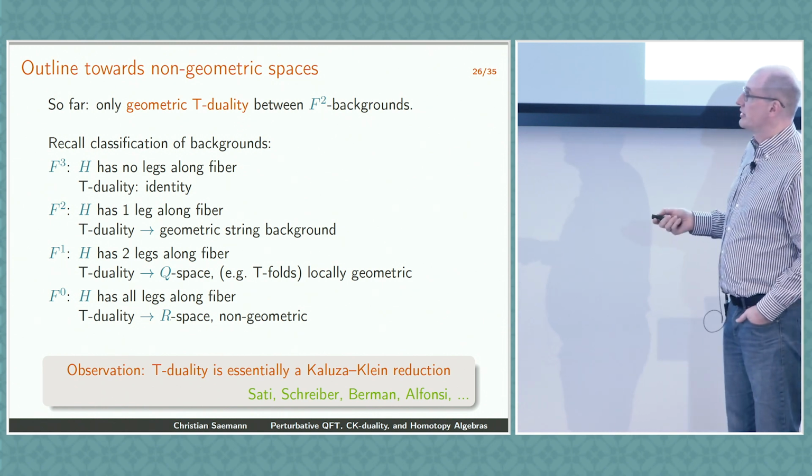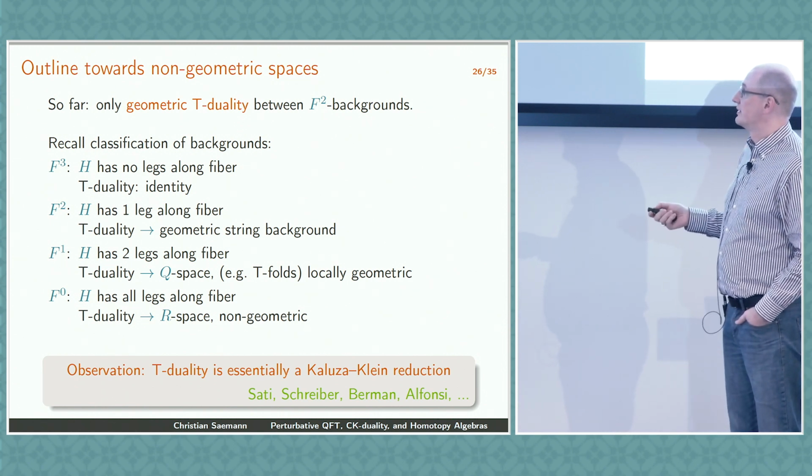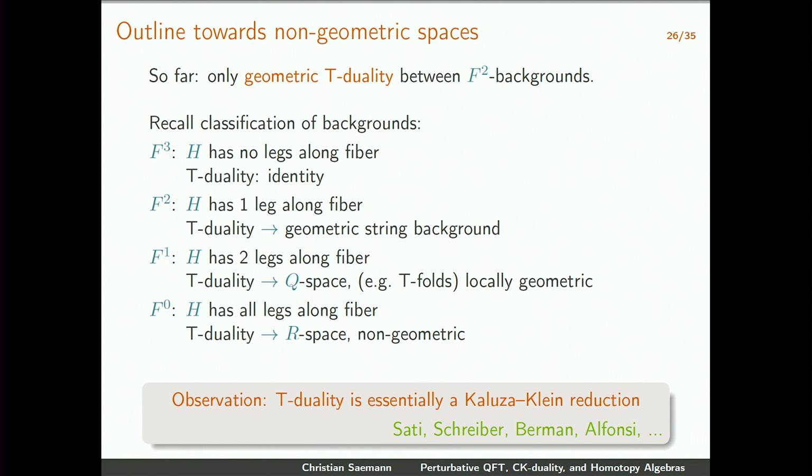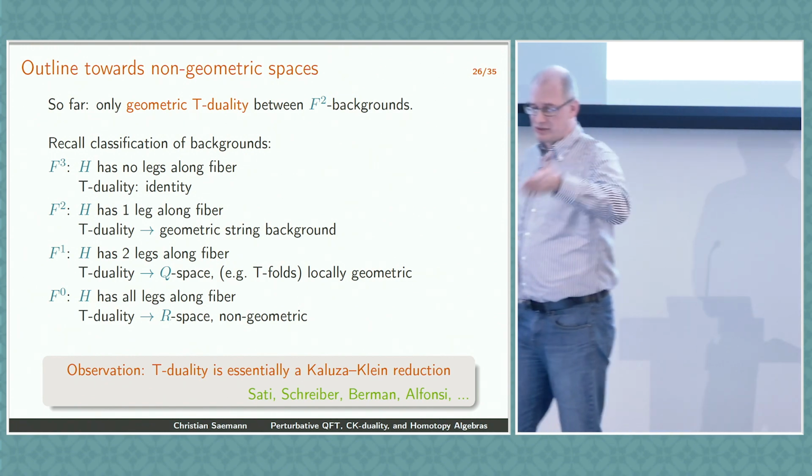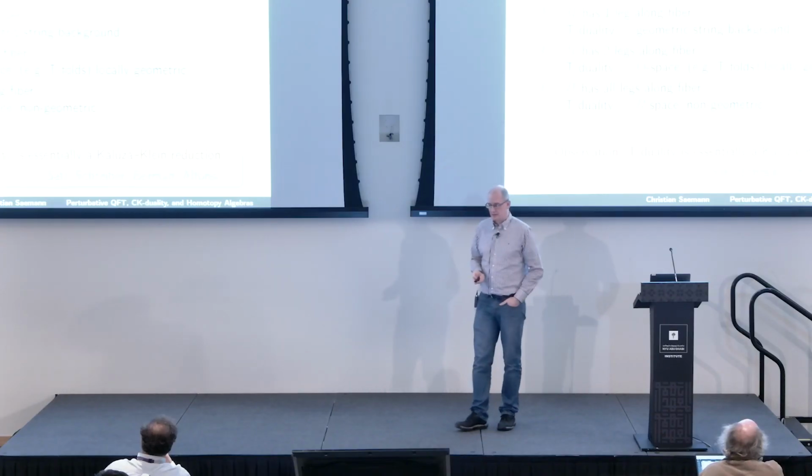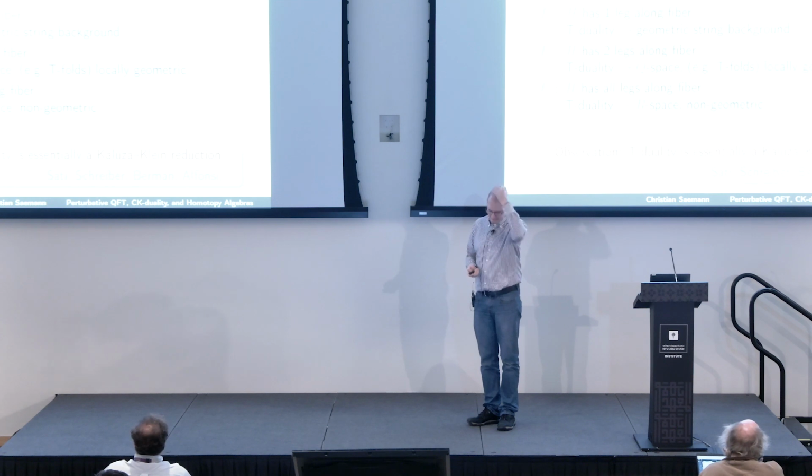Well, the observation is that T-duality is essentially a Kaluza-Klein reduction. And you find this in the literature. Of course, I first heard it from David Berman back in 2015, 16, around there. And of course, it's in Luigi's work as well, and in Hisham's and Urs' work. So it's kind of clear because you do fiber integration, right, as you saw in Hisham's talk, in Matthias' talk as well.